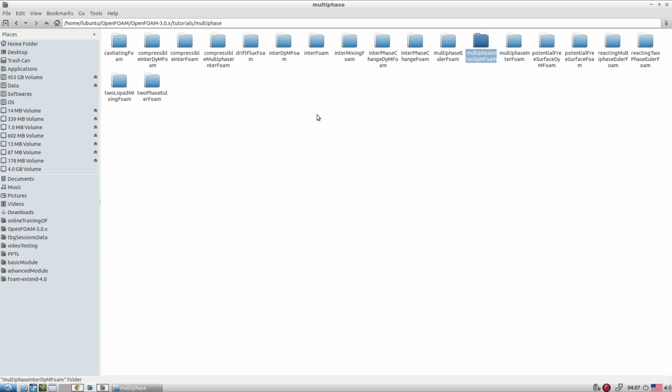Another very important solver is in the compressible domain: compressibleInterFoam, compressibleMultiphaseInterFoam, and the compressible multiphase dynamic foam are also available. So if you want to work in the compressible area in the multi-phase domain, you can add all these different classes of solvers very quickly, and you can quickly run the test cases.